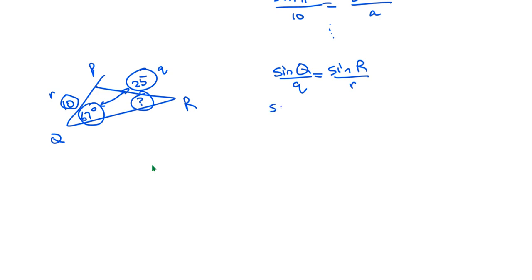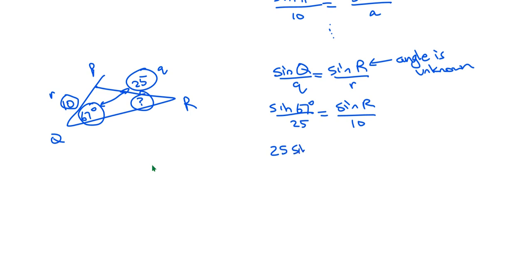Okay, and let's put in the numbers. So sine 67 degrees over 25 equals sine big R over 10. Now notice that it's the angle that I'm looking for, right? So angle is unknown. That's what I'm looking for. Okay, so now we're going to cross multiply. I'm going to get 25 sine R equals 10 sine 67. And then I want to isolate this R, but the R is stuck inside a sine. So I've got to leave it like this.